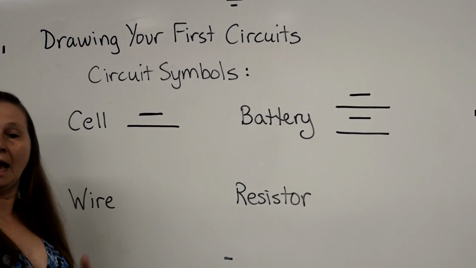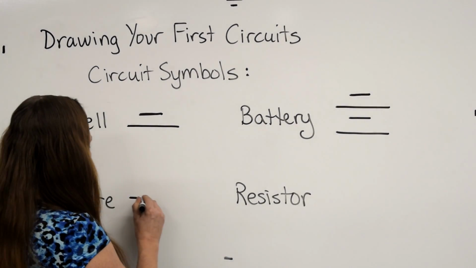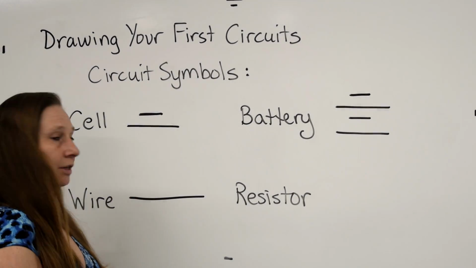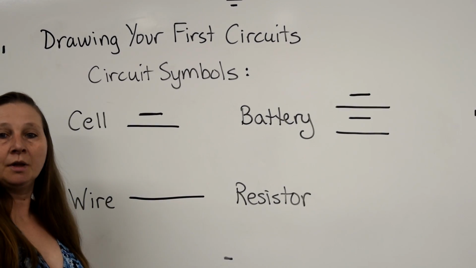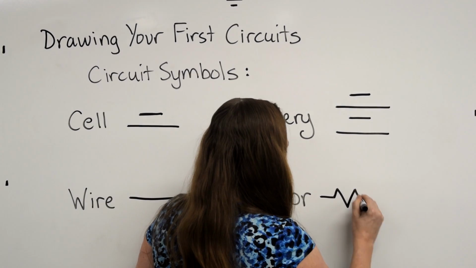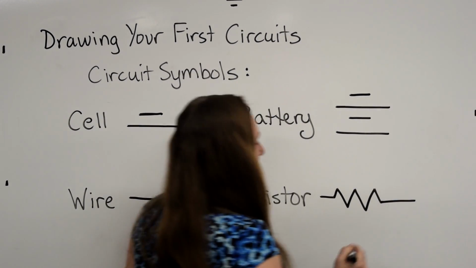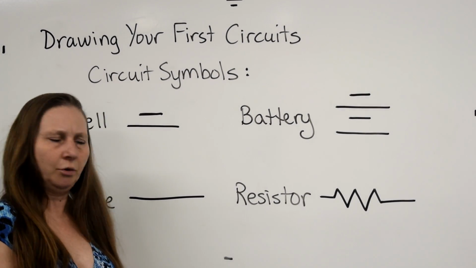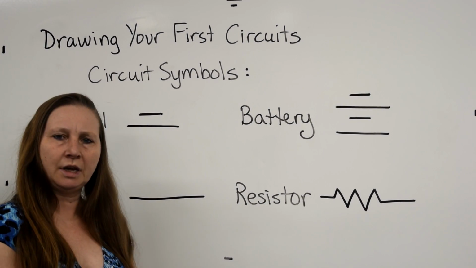Wires are just drawn as lines. So a wire would be a line. It might be going across, it might be going up and down, doesn't really matter. And finally, a resistor is drawn as a series of zigzags. 1, 2, 3, something like that. That's plenty. You could draw a couple more zigzags. You probably wouldn't want to draw too many fewer, but a couple more, 1 or 2 more zigzags, no problem.